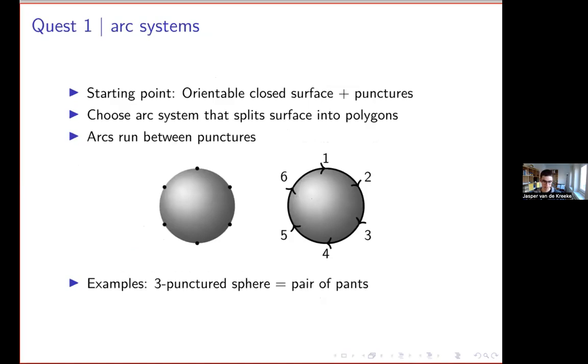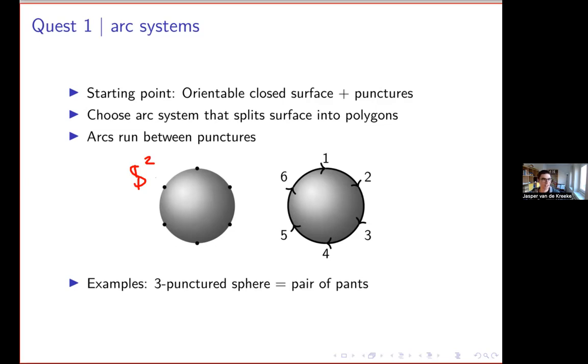So let us define these marked, punctured surfaces and their gentle algebras. The starting point for the whole definition is to choose an orientable closed surface together with a finite set of punctures. For example, I've drawn here a sphere S2 with 6 punctures. So this is the 6-punctured sphere.